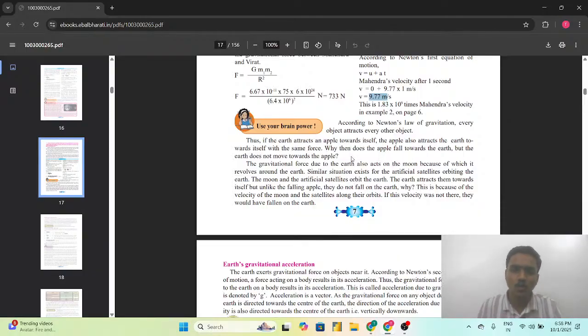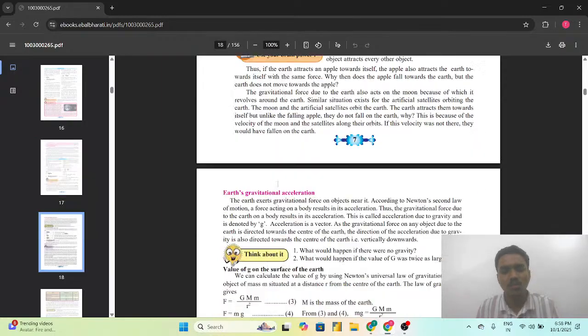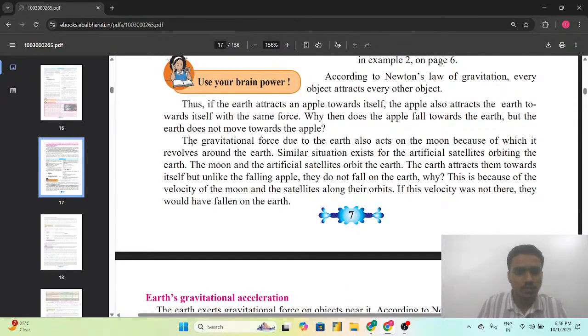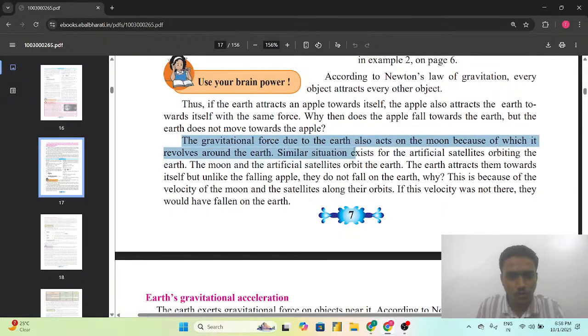So we are going to see these answers to these questions in the latter part of this chapter. The gravitational force due to the earth also acts on the moon, because of which it revolves around the earth. Similar situation exists for the artificial satellites orbiting the earth. So the similar force, यानी यहाँ पर कहते हैं the gravitational force due to the earth also acts on the moon, because of which it revolves around the earth.